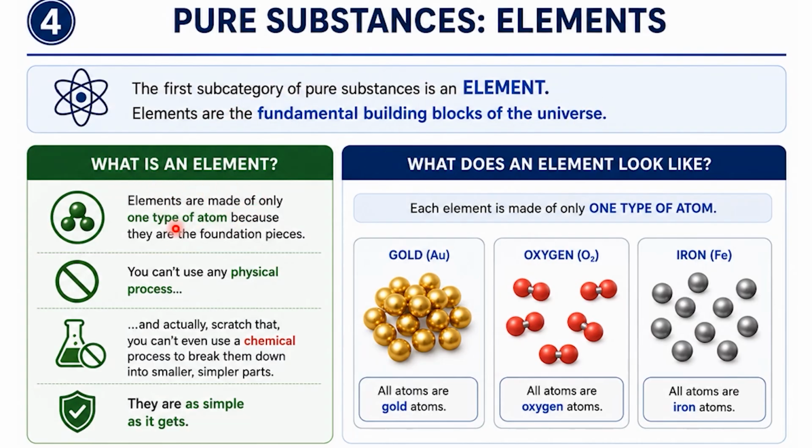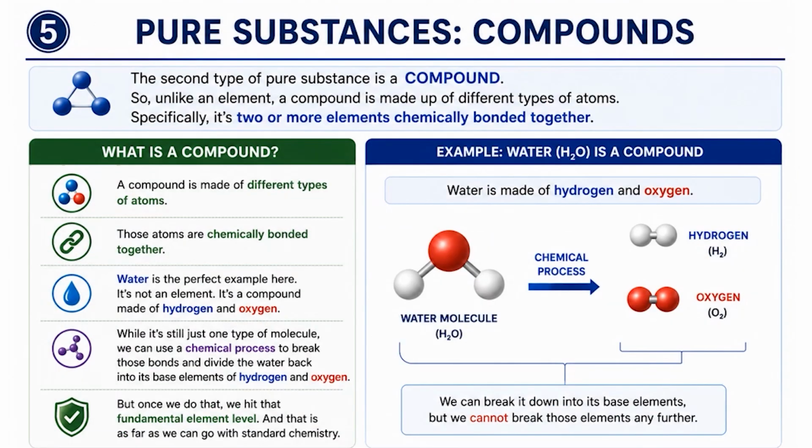Because they are the foundational pieces, you can't use any physical process. And actually, scratch that, you can't even use a chemical process to break them down into smaller, simpler parts. They are as simple as it gets. The second type of pure substance is a compound. So unlike an element, a compound is made up of different types of atoms. Specifically, it's 2 or more elements chemically bonded together.